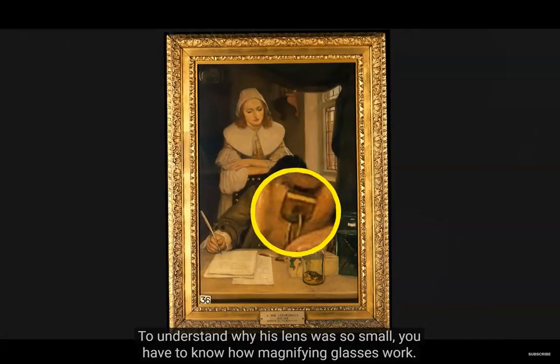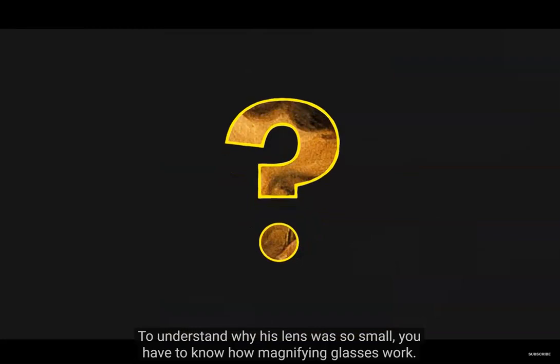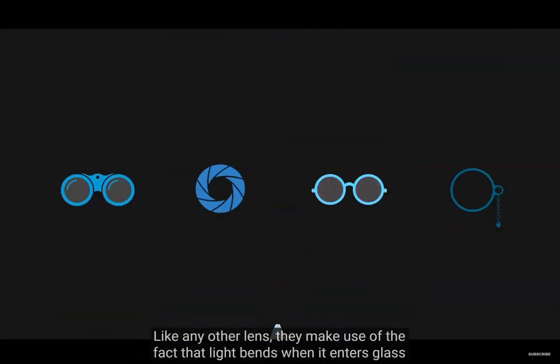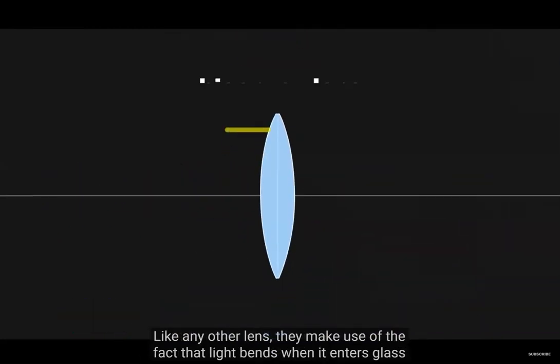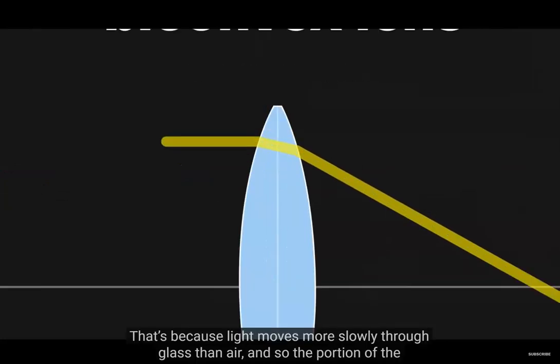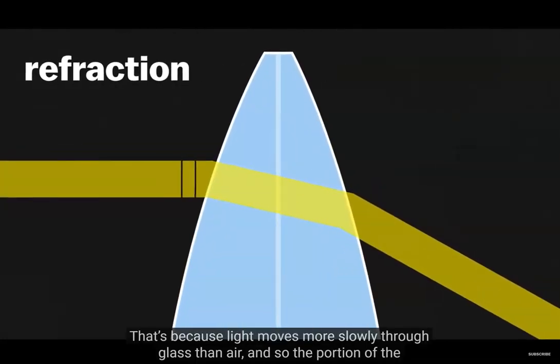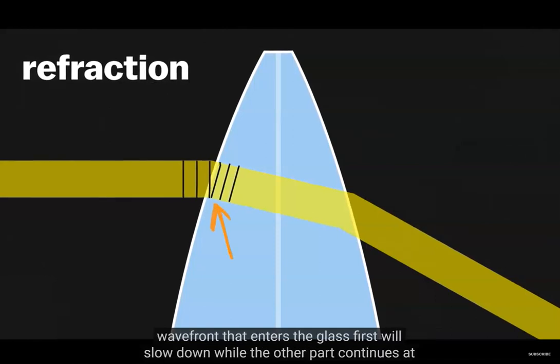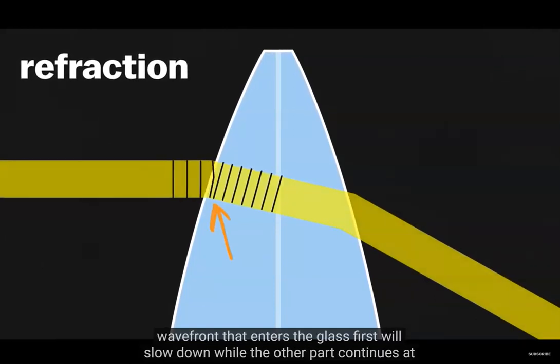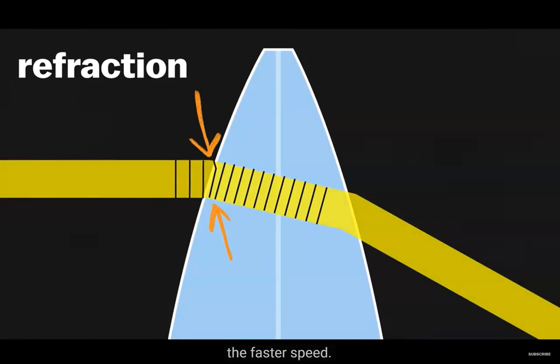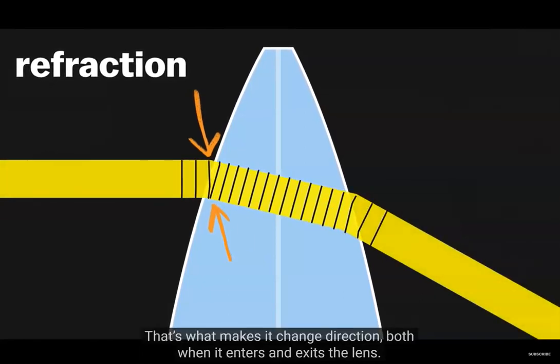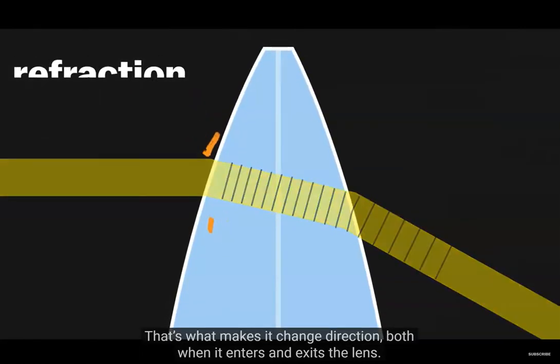To understand why his lens was so small, you have to know how magnifying glasses work. Like any other lens, they make use of the fact that light bends when it enters glass at an angle. That's because light travels more slowly through glass than air, and so the portion of the wavefront that enters the glass first will slow down, while the other part continues at the faster speed. That's what makes the light change direction, both when it enters and exits the lens.